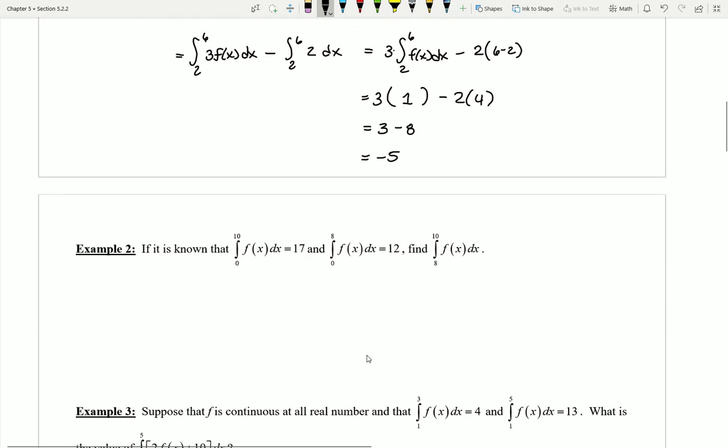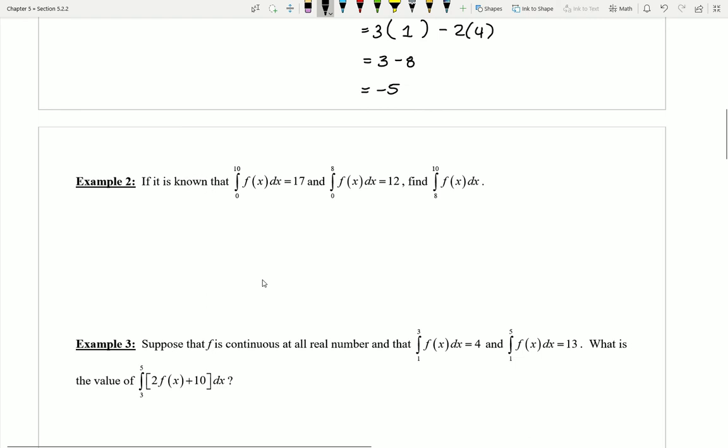Let's take a look now also at example number 2. Notice here I'm given only 2 pieces of information. If it is known that the area under the curve f of x from 0 to 10 is 17, and the area from 0 to 8 is 12, can I find the area from 8 to 10? Well, again, sometimes a picture can definitely help.